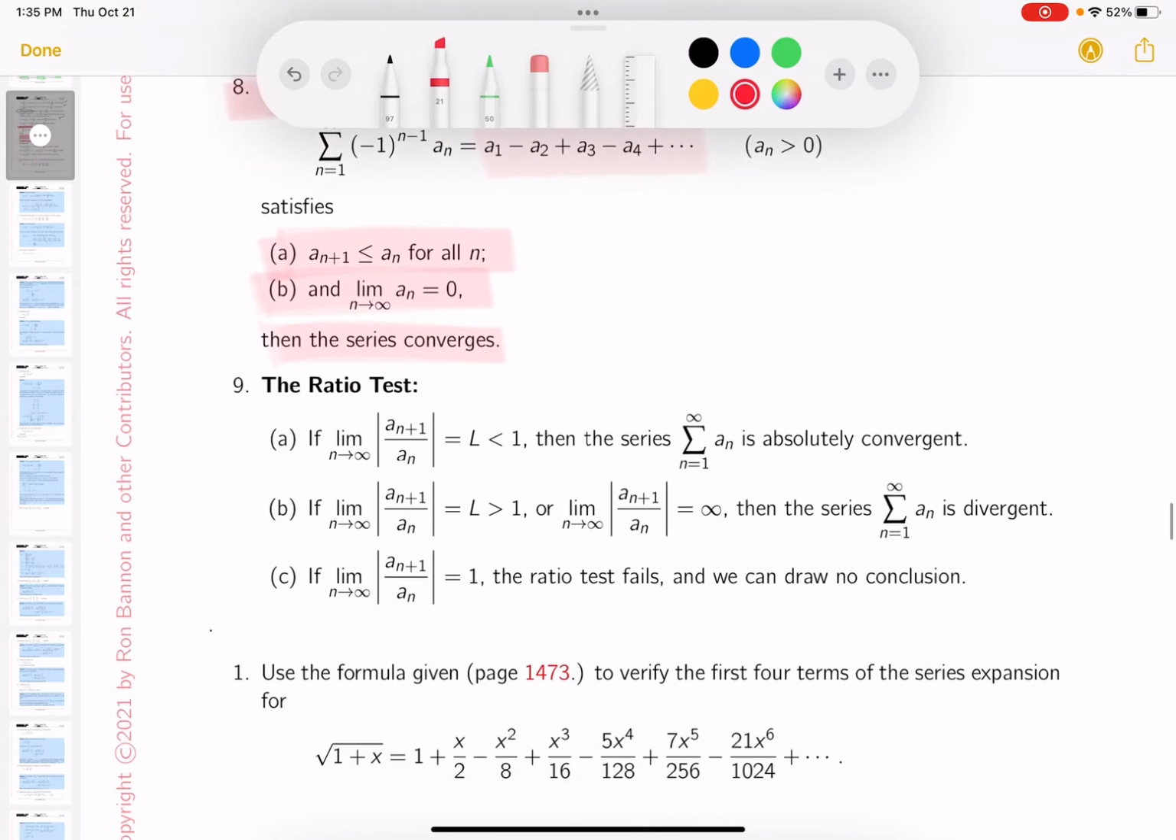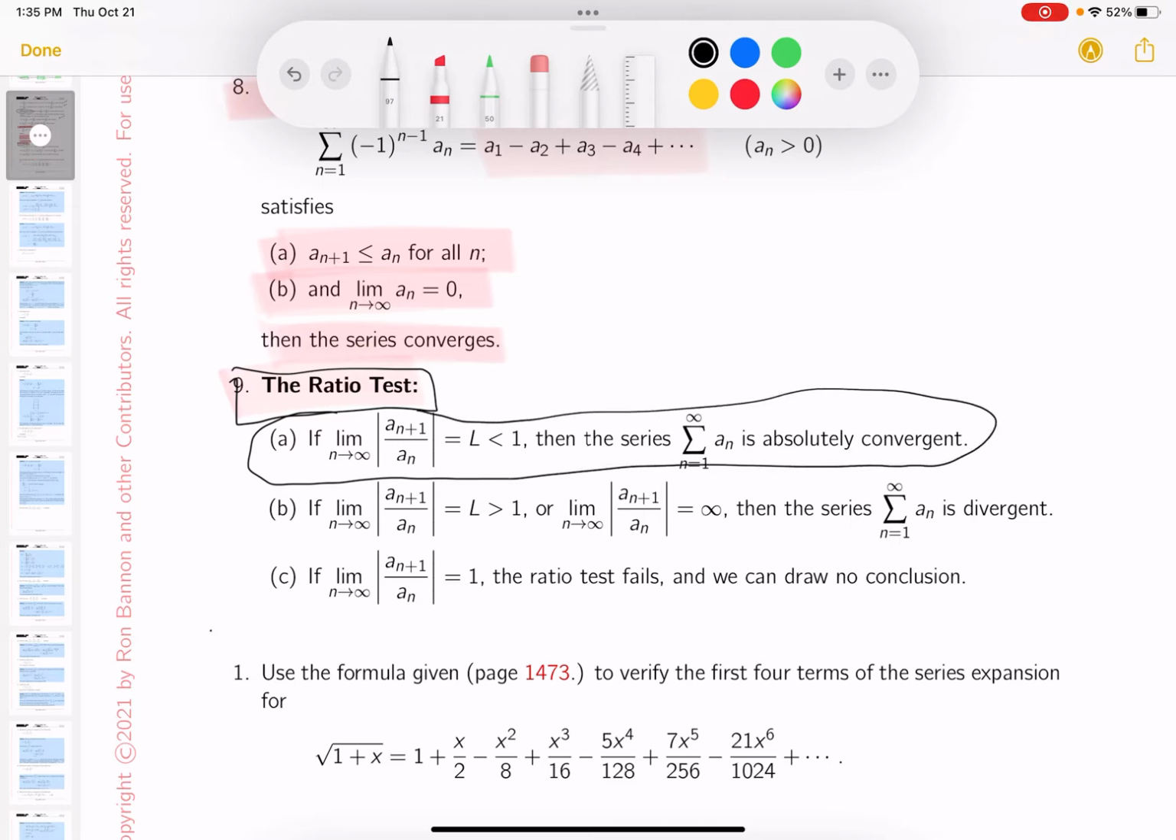All right, ratio test. Wow, this one's really important. It reminds me of a geometric comparison, and it really boils down to that. If you remember the geometric, you're looking at successive terms, and you want to make sure their ratio, remember the common ratio for the geometric, is less than 1. So that's all that this is really doing over here.